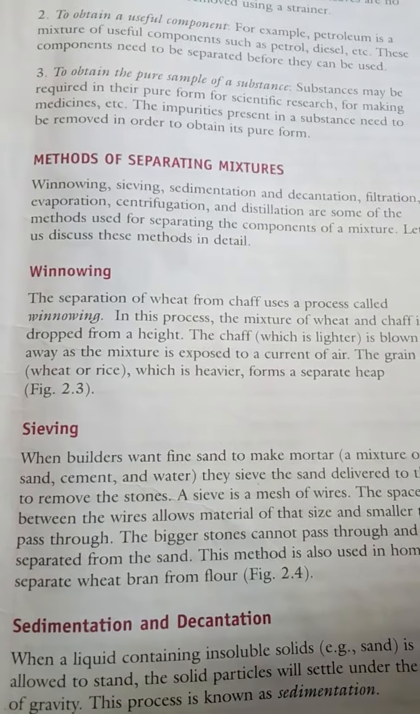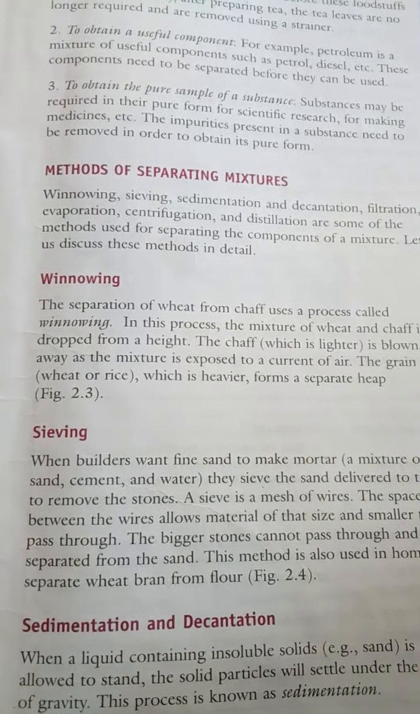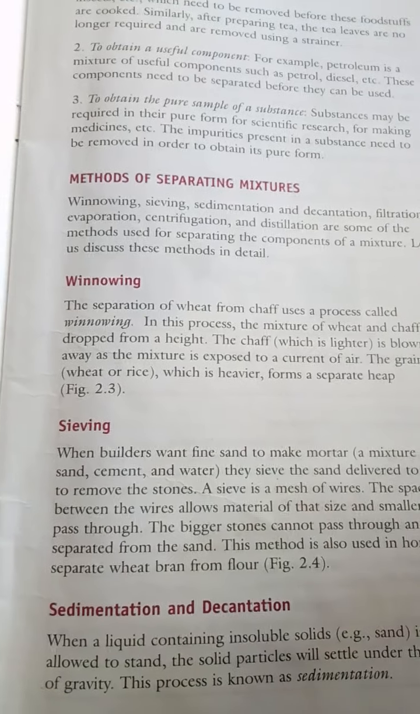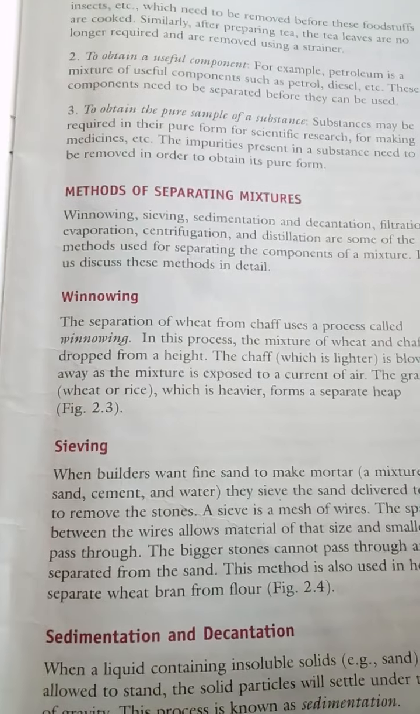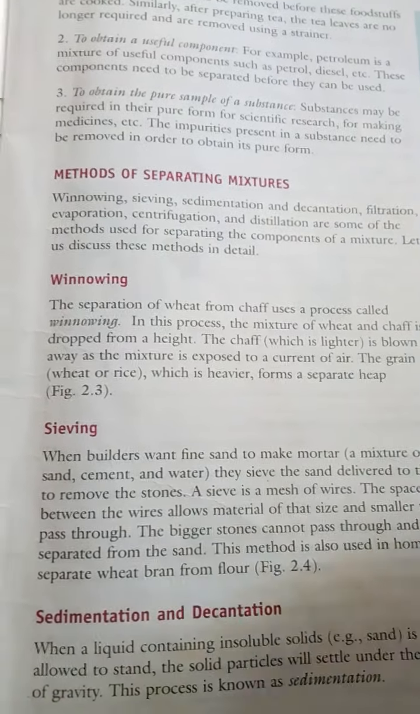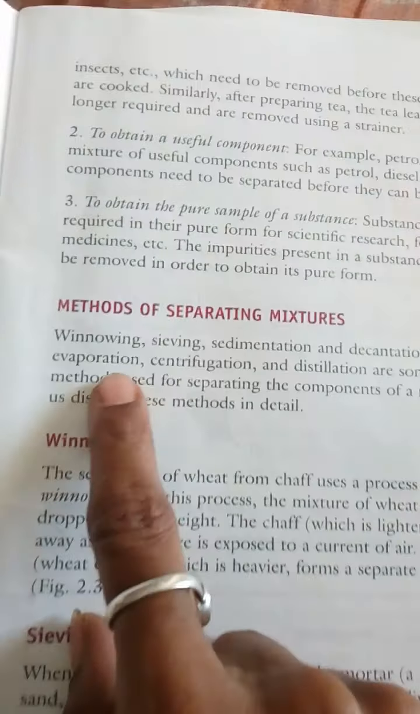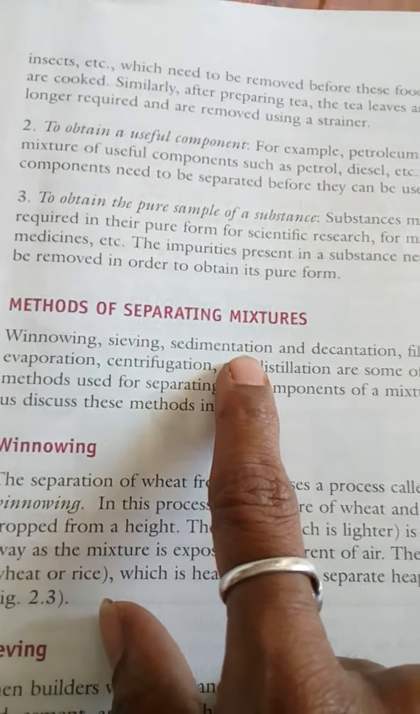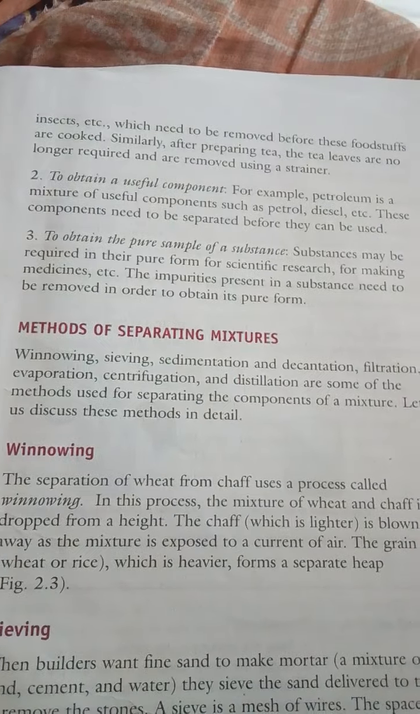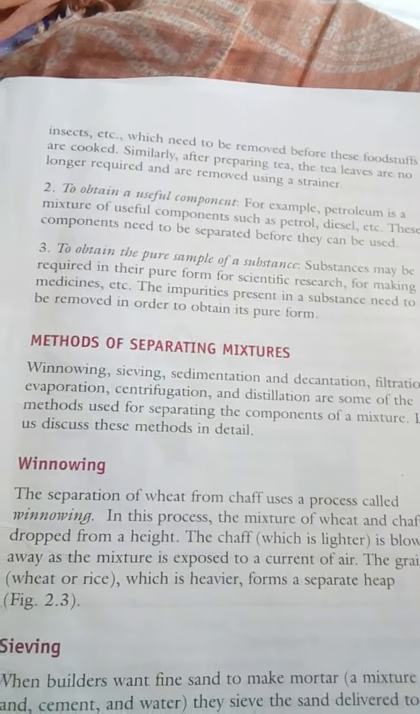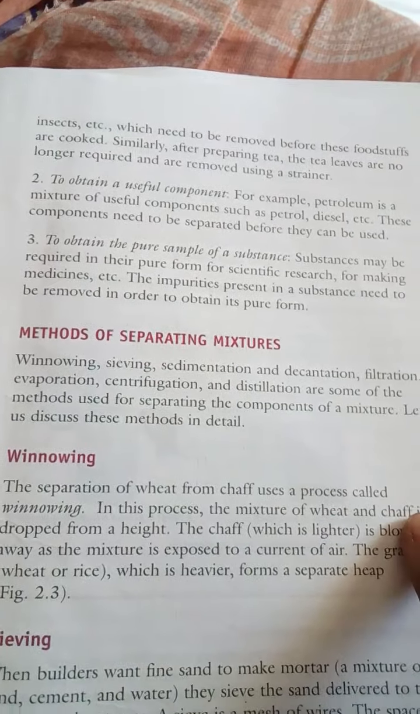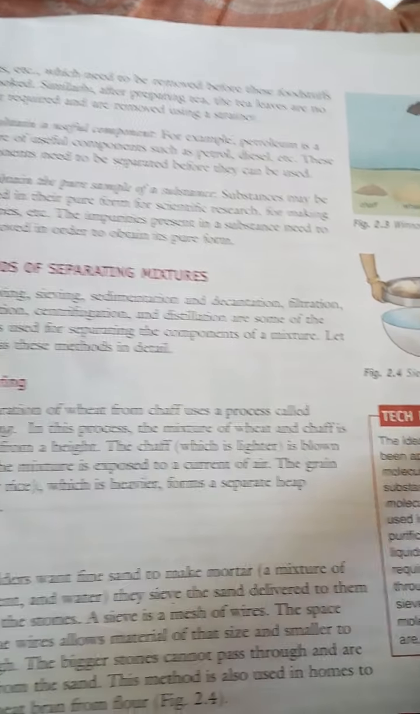In the previous period we studied the need for separating the components of a mixture. Why do you need to separate the components of a mixture? For that we use different methods like winnowing, sieving, sedimentation, decantation, filtration, evaporation, centrifugation, and distillation. These are some of the methods used for separating the components.